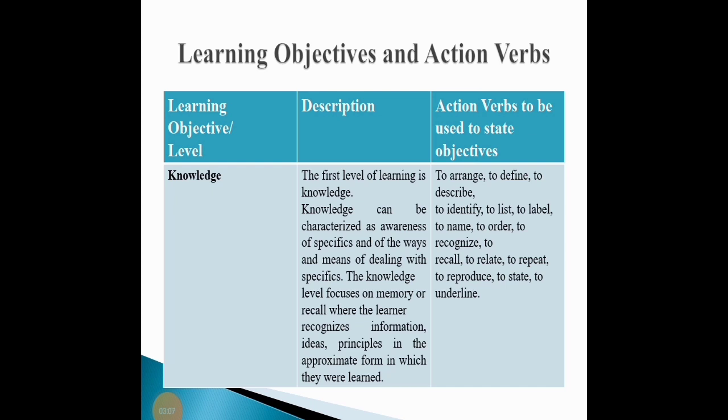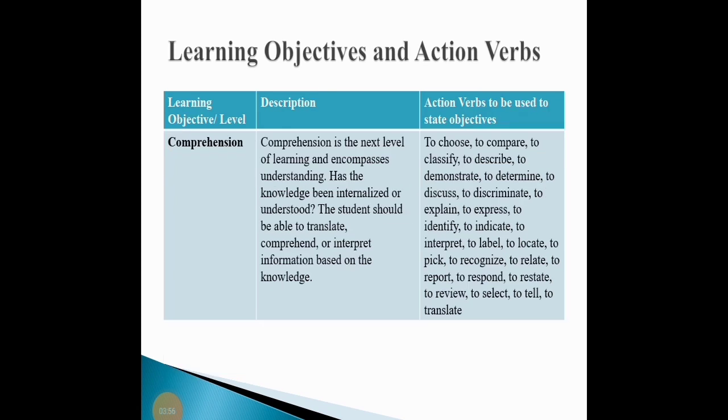Learning objective: first is knowledge. The first level of learning is knowledge. Knowledge can be categorized as awareness of specifics and of the ways and means of dealing with the specifics. The knowledge level focuses on memory or recall, where the learner recognizes information, ideas, and principles in the approximate form in which they were learned. Action verbs: to rank, to define, to describe, to identify, to list, to label, to name, to order, to recognize, to recall, to relate, to repeat, to reproduce, to state, to underline.